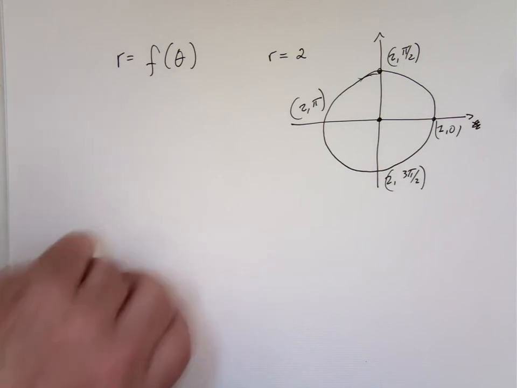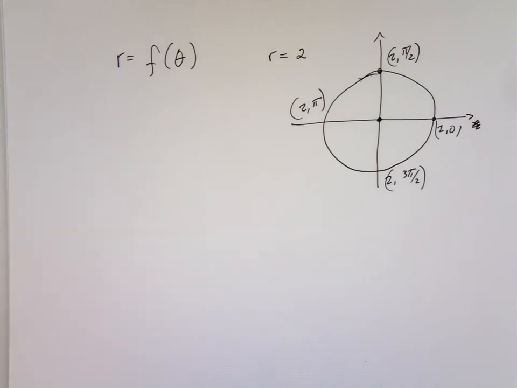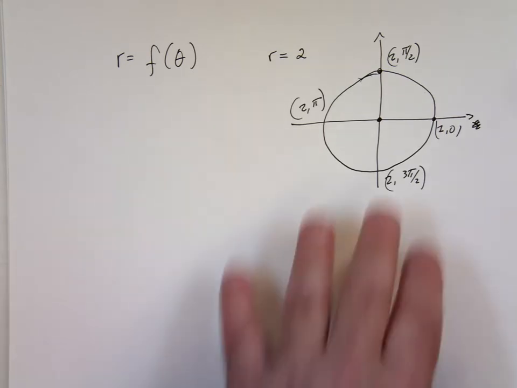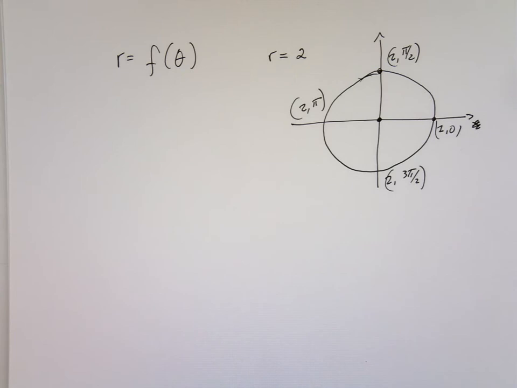Now, this is the reason that polar coordinates are going to be valuable. If we're dealing with circles in a plane, its polar equation is r equals 2, a constant. Its rectangular coordinate representation is x squared plus y squared equals 4. Much more complicated representation of this circle.